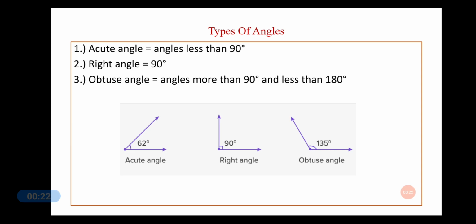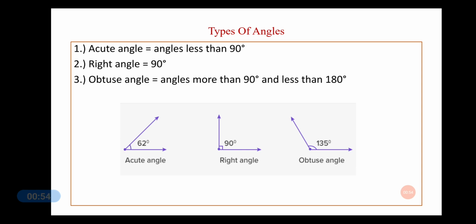Like the acute angle. What is an acute angle? Angles which are less than 90 degrees are known as acute angles. Here in this figure, as you can see, 62 degrees, which is less than 90 degrees, is an acute angle. A right angle: angles which measure exactly 90 degrees are known as right angles.